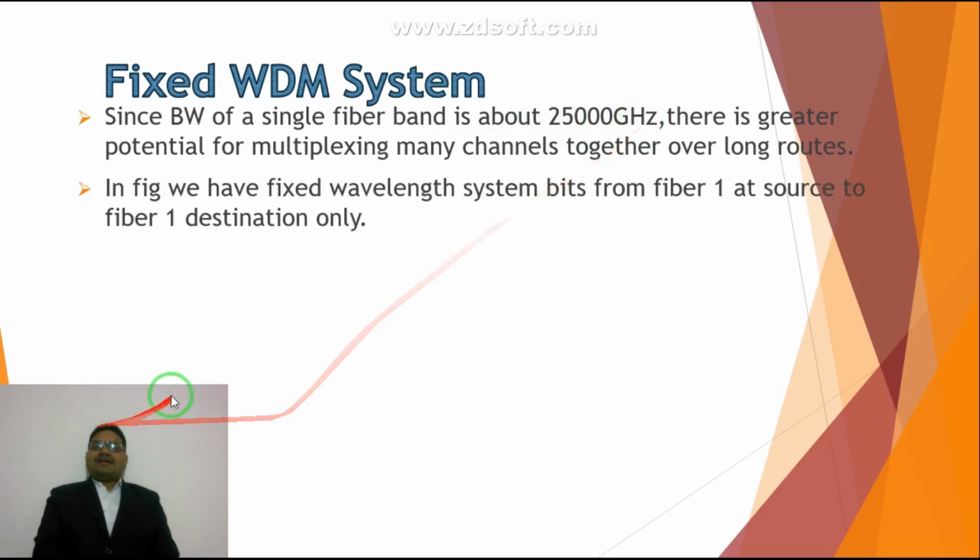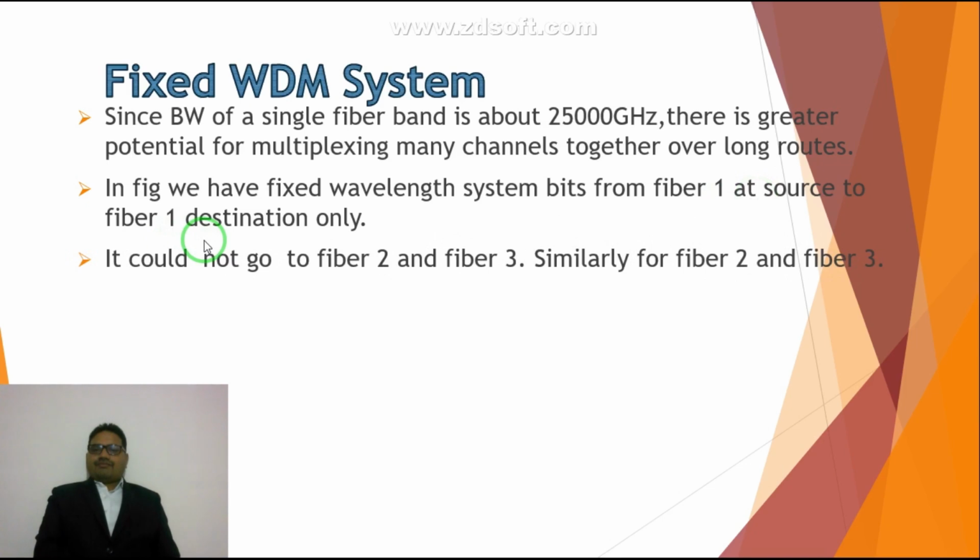And what I explained is that we have a fixed WDM system, where the bits from fiber 1 at a source can be given to fiber 1 at a destination only. So it could not go to fiber 2 and fiber 3. Similarly for fiber 2 and fiber 3, what I explained. So that is called what? Fixed WDM system.